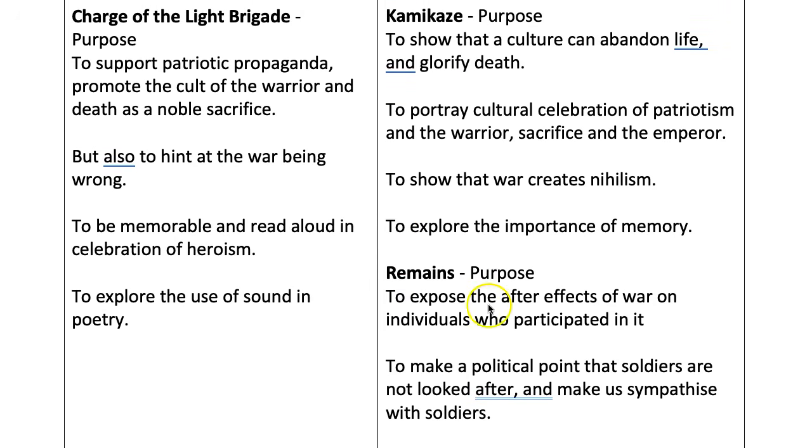We can look at Remains, which is to expose the after effects of war on individuals who participated in it. And that's a contrast here because the after effect is death. And also to make a political point that soldiers are not looked after and make us sympathise with the soldiers. So again, this is written with the opposite intention. So it's a contrasting poem to Charge of the Light Brigade.